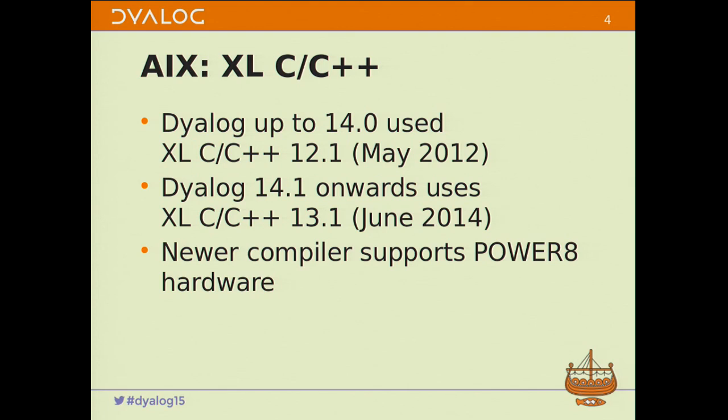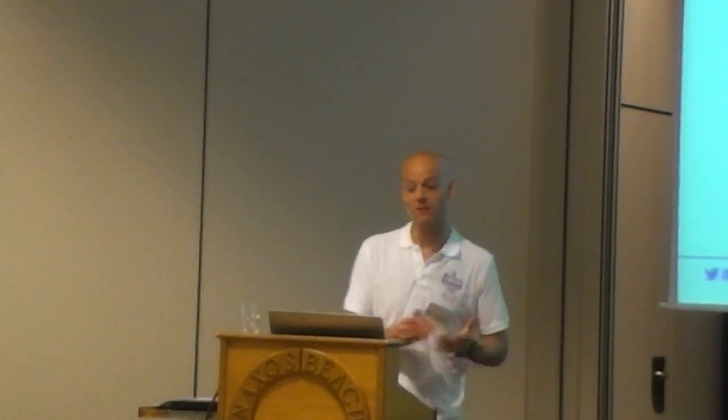The main reason for doing this upgrade is that the newer compiler can take advantage of Power 8 hardware, which I know some people are now working with. It was pretty painless. The only problems we ran into doing this were discovering some bugs in the C compiler, but luckily IBM are fairly responsive and fix those if you report them.